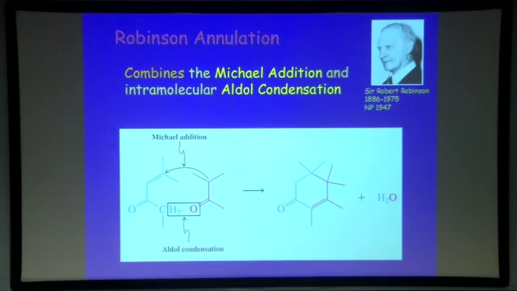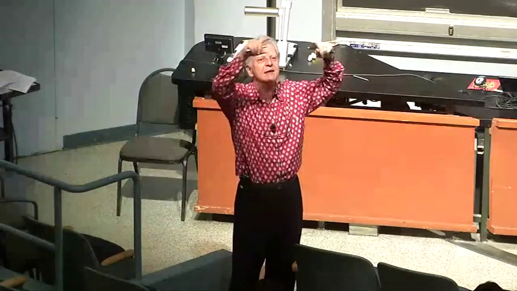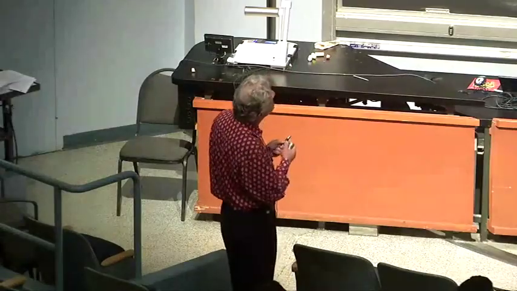The Robinson annulation comes from Latin annulus, ring, so it's a ring formation, and is nothing else but an alpha-beta unsaturated carbonyl reacting with a simple carbonyl, first by the Michael reaction, which we just discussed, followed by the product, which is a 1,5-diketone, undergoing an intramolecular aldol condensation. And that occurs at higher temperatures, the higher temperatures required to drive the equilibrium all the way to the alpha-beta unsaturated carbonyl. So this is the generic scheme for doing this.